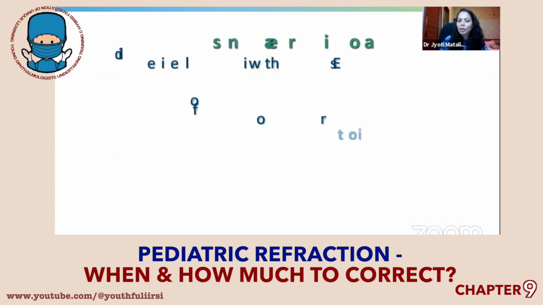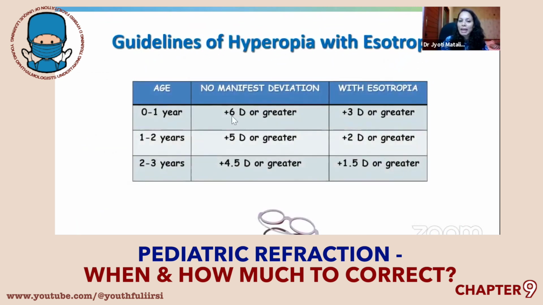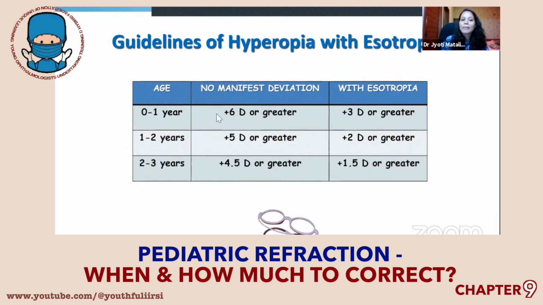So what are the guidelines for hyperopia? That will depend entirely on the presence of a manifest deviation or not. With no manifest deviation, you can wait easily up to 4.5 between 2 to 3 years and up to 6 in less than 1 year. But if there is esotropia, you need to even give glasses as low as 1.5 after a year, between 2 to 3 years, 1 to 2 years about +2, and 0 to 1 years about +3.